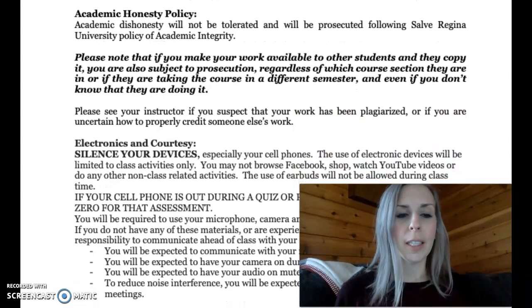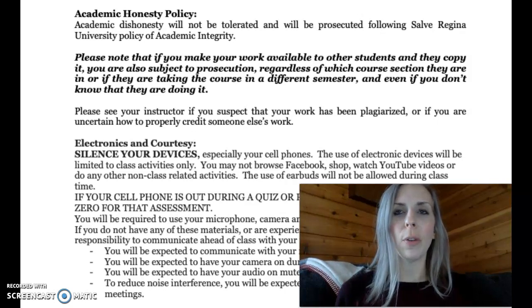Also, your academic honesty policy. Last semester, we went through all of the academic integrity checkoffs and your schedules, and I think that many of you found that you were grateful that you did make those schedules ahead of time. So take some time, make yourself a study schedule. I think it will be very helpful to you.